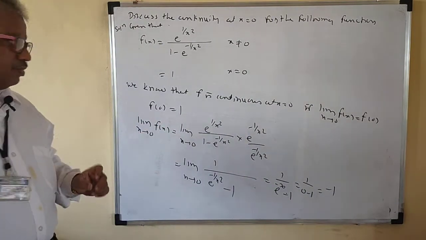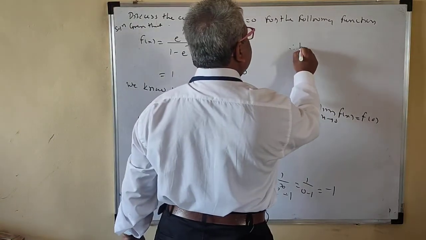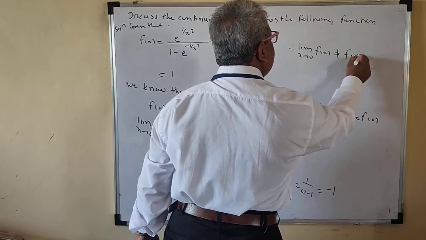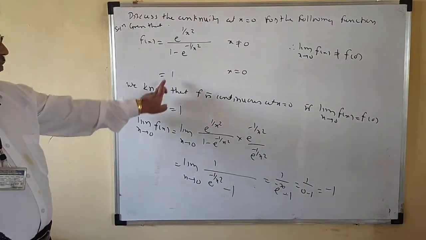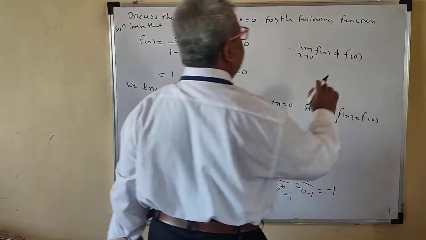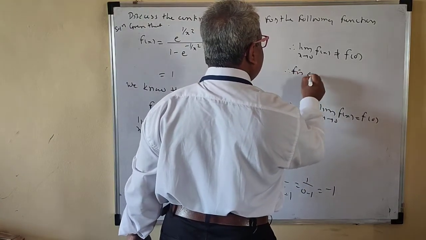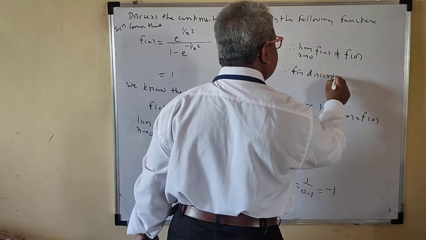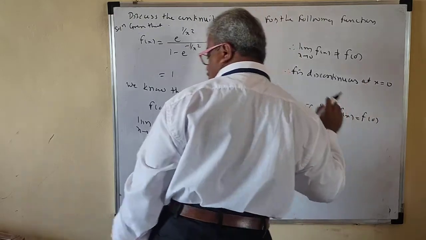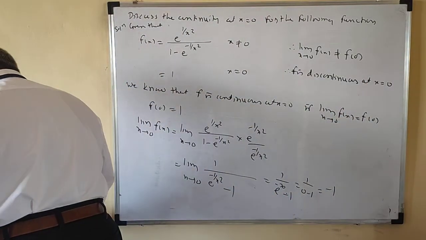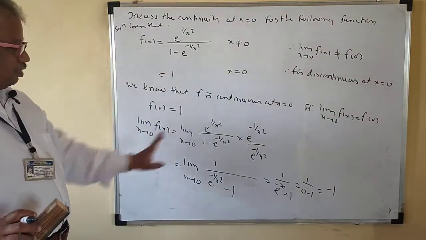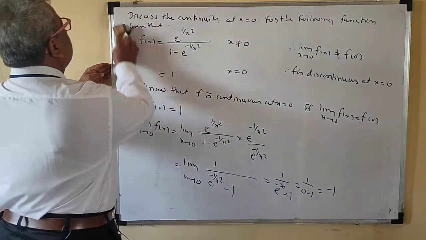So that means the limit exists. But the limit as x tends to 0 of f of x is not equal to f of 0. Not equal. If it is minus 1, the function will be continuous, right? So not equal, therefore f is discontinuous, or not continuous, at x equal to 0. The function is discontinuous at x equal to 0. So if it is minus 1, then the function will be continuous.